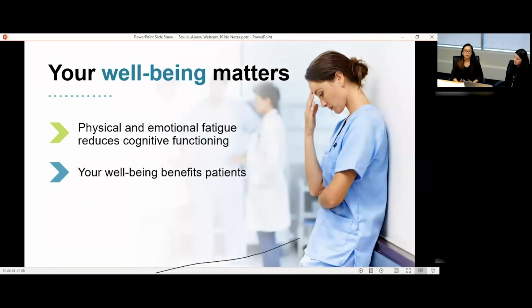Research shows that physical and emotional fatigue can reduce cognitive functioning, including decision-making, memory, and attention. As nurses, we are in the best position to care for ourselves and for our patients when we take care of ourselves. In fact, nurses taking care of themselves not only benefits patients, it benefits nurses, as research shows that there's increased job and life satisfaction and generally better physical health. It's important to take a step back to identify what these issues are and to deal with stressors in and out of our personal and professional lives.